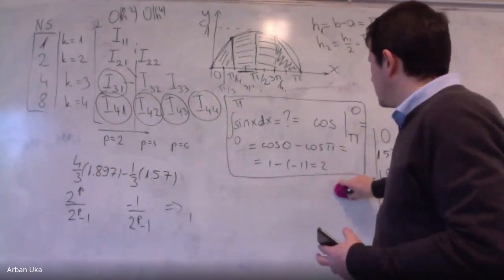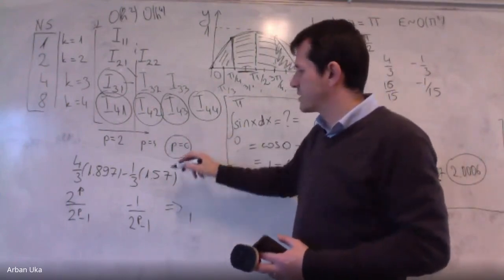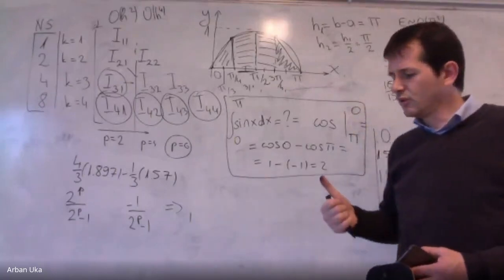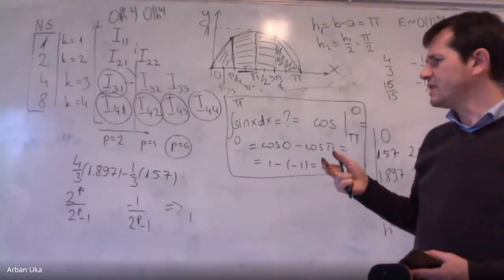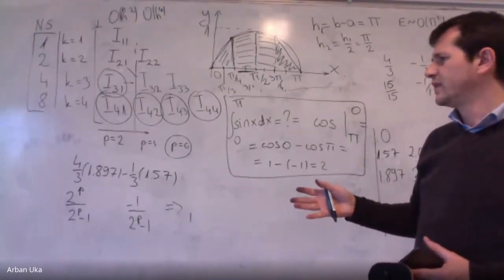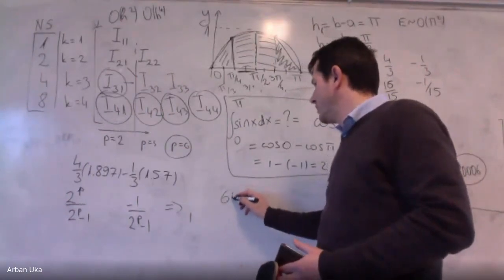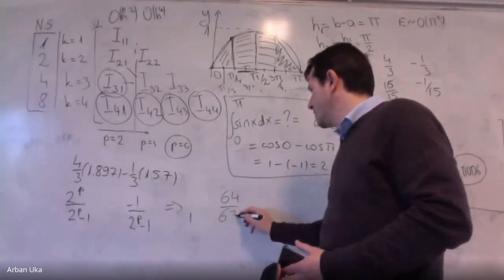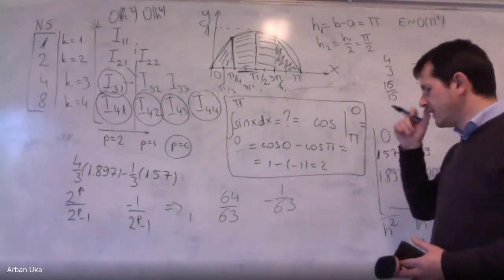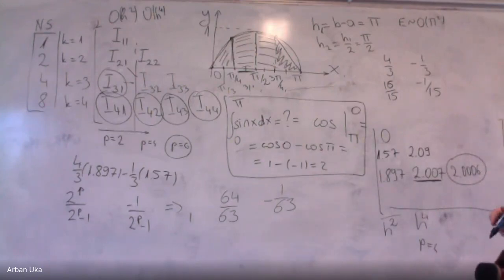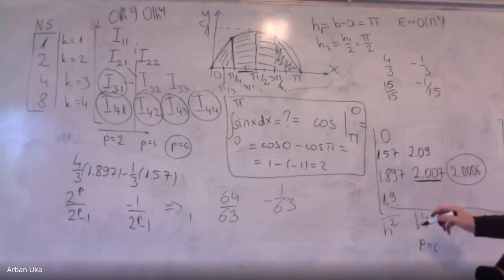We know that in the third column, P is equal to 6. So we get 2 to the power 6. 2 to the power 6 is 2, 4, 8, 16, 32, 64. So we get here 64 over 63, and here we get minus 1 over 63. So this is the way that, let's assume that here we get a number of 1.9. I'm not sure what we get.